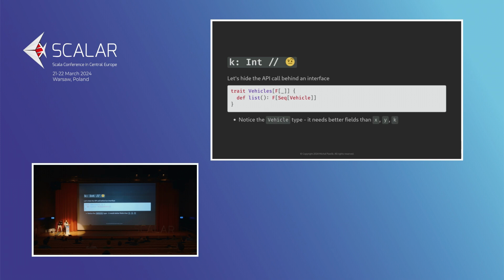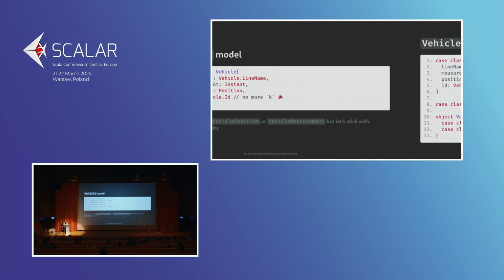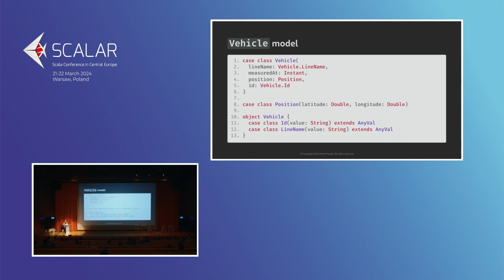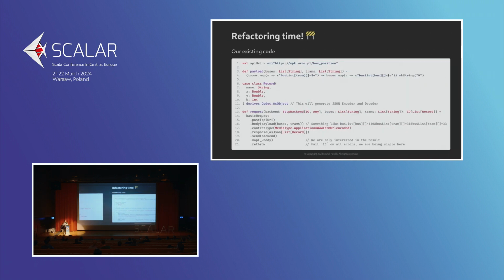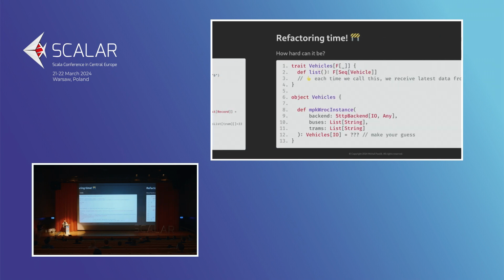We want to work with something abstract. So yeah, let's define the vehicle as something meaningful. We have a line name, we have the time of the measurement, we have the position, which is defined as just another case class that contains two doubles and some newtypes for aliasing ID and line name. Okay, so we know where we want to get to. Now, our code currently looks like that. So we have this basically request method that does the heavy lifting. How do we plug it in?